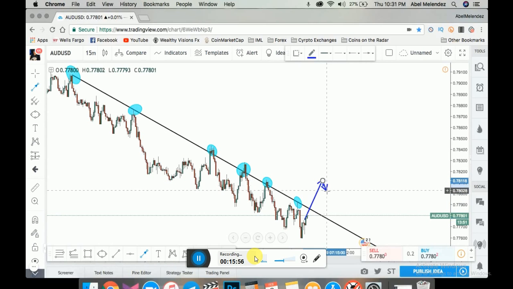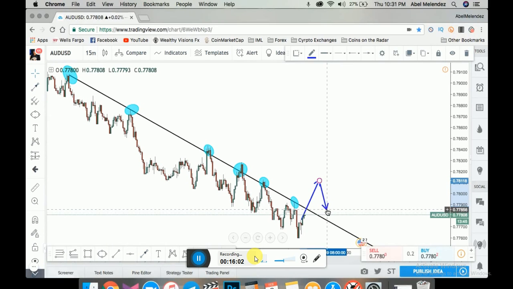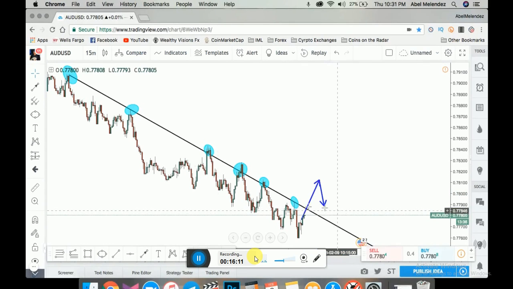All you have to do now is wait for this pullback, preferably to retest this line. But it's not always going to come down and retest the line. You always want to look for confluence with structure also, and other levels like Fibonacci levels. But this is where we look for our trade off of it, if it does break to the upside.